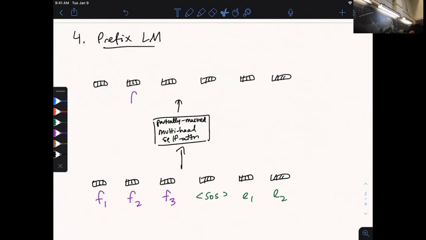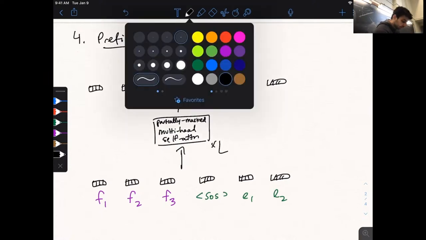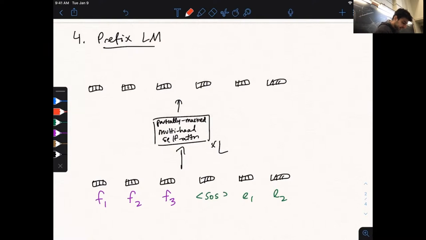Just draw these. Okay, so let's say we get these vectors at output. These are the final layer representations. So we are only going to do predictions on the English side here.